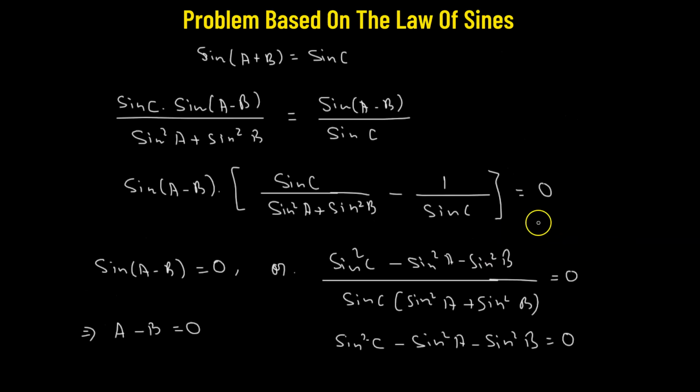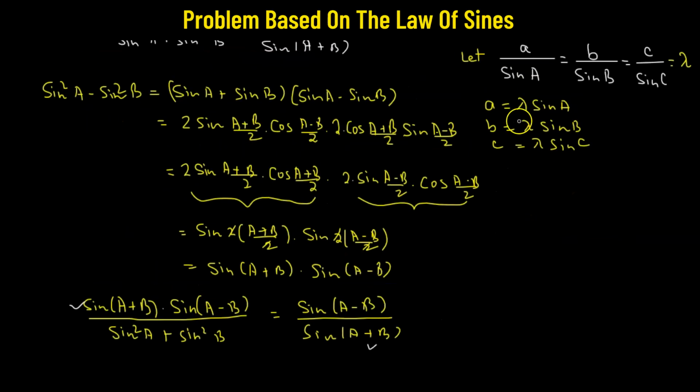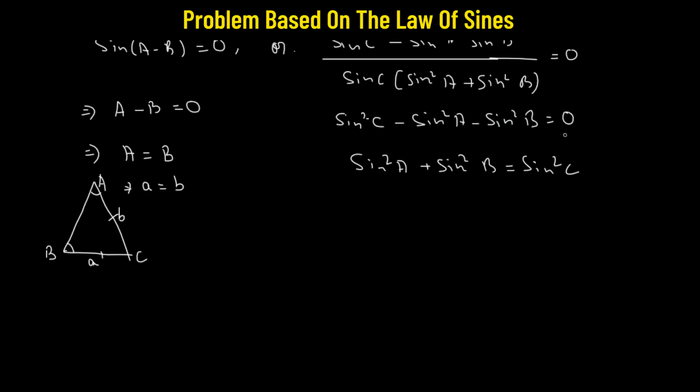Now we've already defined, using the law of sines, that a equals lambda times sine A. So sine A equals a over lambda. Similarly, we can define sine B and sine C. Let's plug these values in. Sine squared A becomes a squared over lambda squared, then sine squared B gives us b squared over lambda squared, which equals sine squared C, that is c squared over lambda squared. If we factor out 1 over lambda squared from both sides, we get the result a squared plus b squared equals c squared.